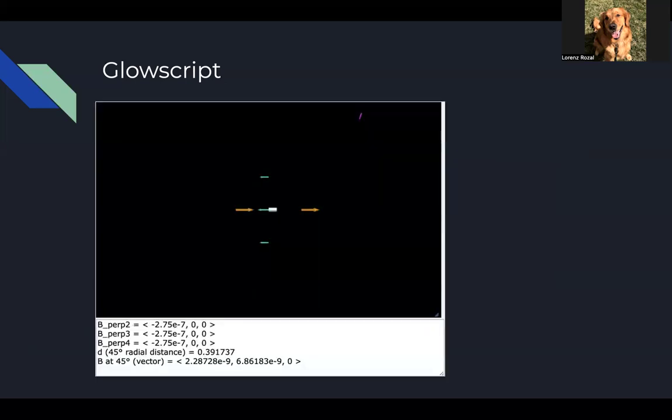So this is pretty much what our data shows. Here we have the on-axis ones and then the perpendicular ones. Up here is the 45-degree one, which is going to be much smaller since it's further away. We also have the vectors and the calculated magnetic field vector at that 45-degree angle distance.